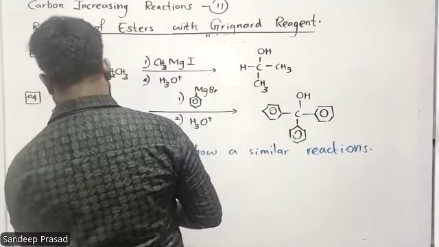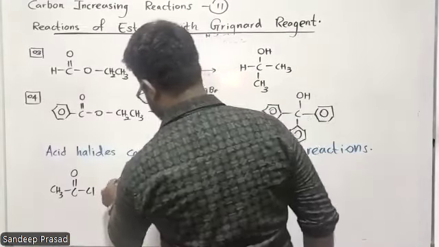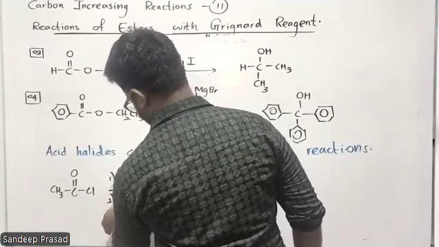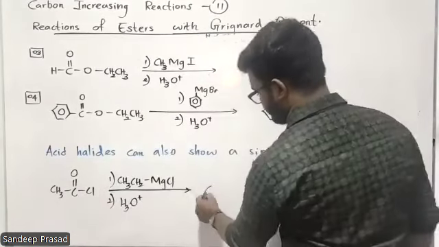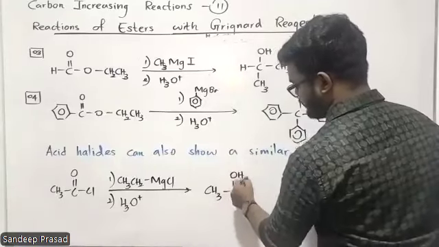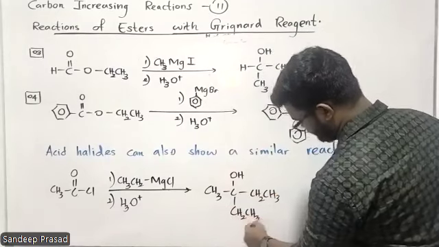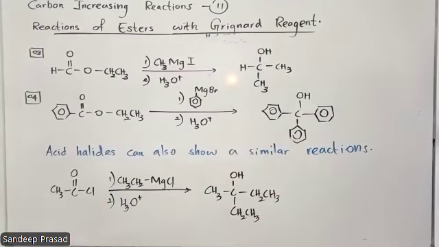CH3C double bond O, Cl. We are adding the Grignard reagent CH3CH2MgCl. Secondly, H3O plus. And then what will happen? CH3OH. So the alkyl group which came from the Grignard reagent is connecting to the compound two times. In this way. You understand? Right. So this is the reaction you have to quickly go up to this one.